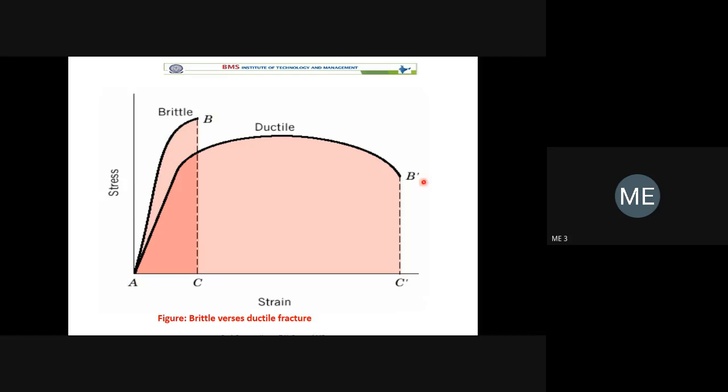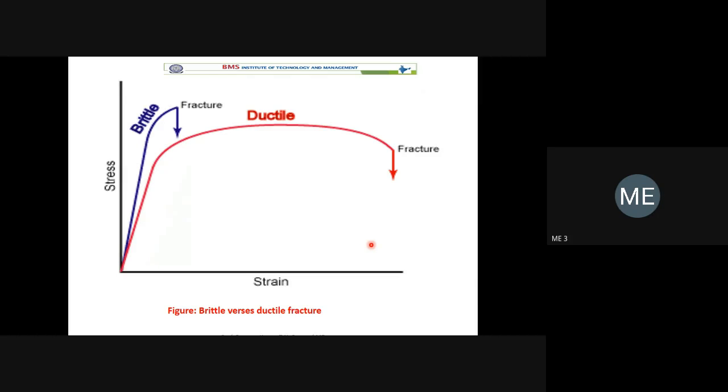If it is ductile material, it undergoes a huge amount of strain. It includes plastic deformation as well as elastic deformation. So now you can see this is the fracture point. Again, this is the fracture point.